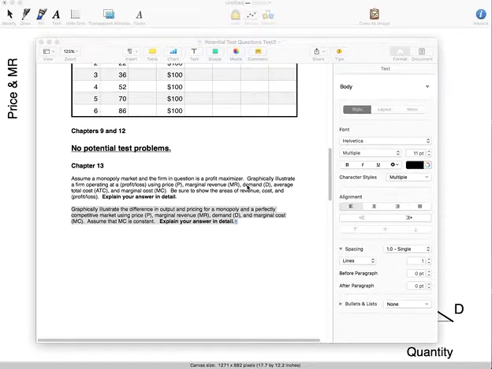And in this particular video lecture, I'm going to be taking a look at a potential test problem on Test 2 that relates to Chapter 13, the one on monopoly, and it's the one I have highlighted here. Graphically illustrate the difference in output and pricing for a monopoly and a perfectly competitive market using price, marginal revenue, demand, and marginal cost. Assume that marginal cost is constant. Explain your answer in detail.